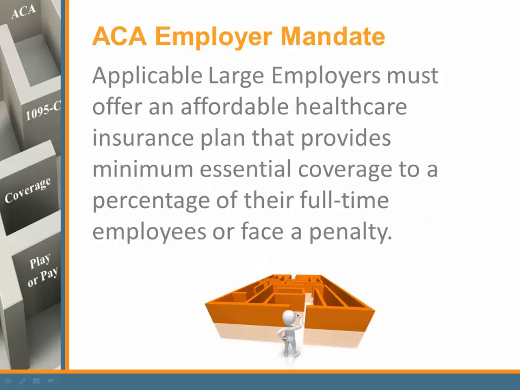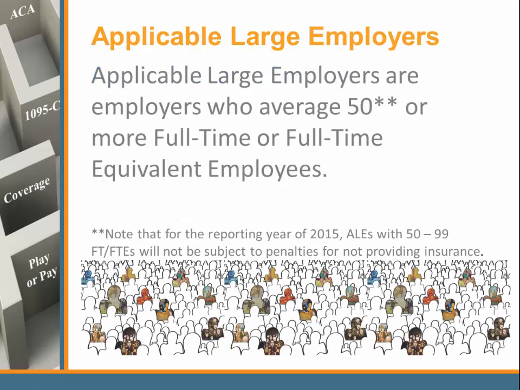The ACA mandate states that applicable large employers must offer an affordable health care insurance plan that provides minimum essential coverage to a percentage of their full-time employees or face a penalty. We are going to break down each component of the mandate to make sure we understand what it means. Starting with, what is an applicable large employer?